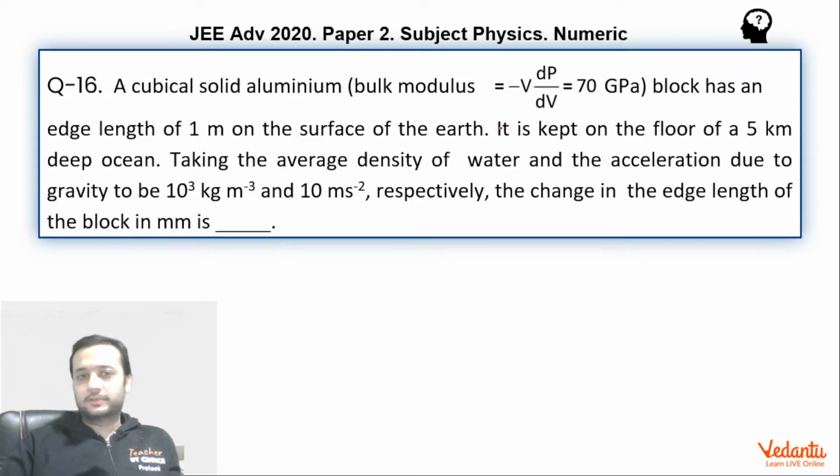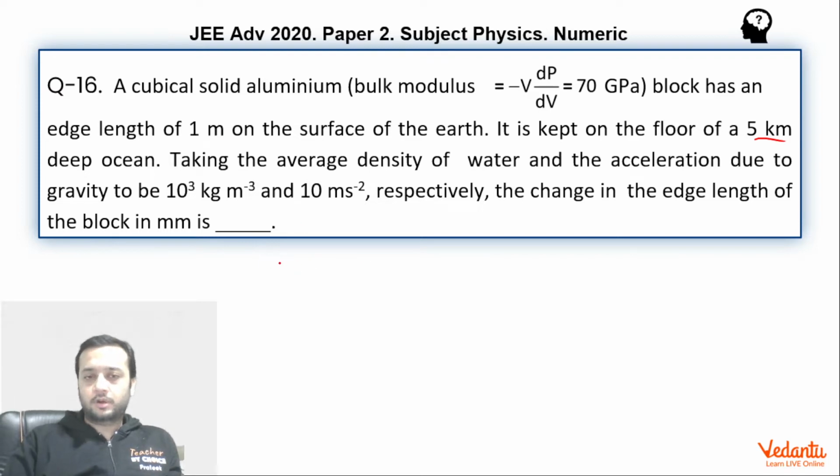Anyway, so here what is happening, a solid cubical block of aluminium of edge length 1 meter on the surface of earth is taken deep down into the ocean, which is 5 kilometers deep. So we have to find the decrement in the length of the edge. Actually, it is mentioned the change in the length, but because of extra pressure down inside the ocean, there will be a slight decrement. So we have to find that change or decrement in the side length of the aluminium. So the question is pretty simple.